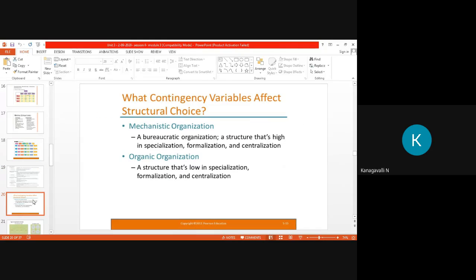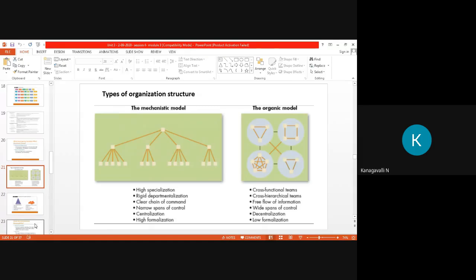So the next one: what affects our structural choice? There are two parts of attributes that affect our structural choice. One is the mechanistic organization, another is the organic organization. Here the organic is a structure that is low in specialization, formalization, and centralization. In the mechanistic organization, it is a structure that is high in specialization, formalization, and centralization, right?